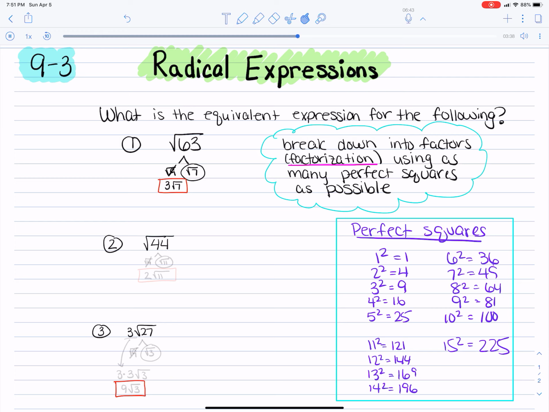Right, so number 2, we have radical 44. So we're going to try to break that down into 2 factors, and we want to make sure that at least one of them is a perfect square. Well, 44, the factors that we can break that down into are 4 times 11. Well, the square root of 4 can be simplified. 4 is a perfect square, so that becomes a 2. The 11 stays. I can't factor that down anymore. So our answer is 2 radical 11.